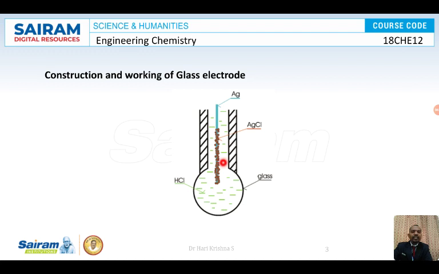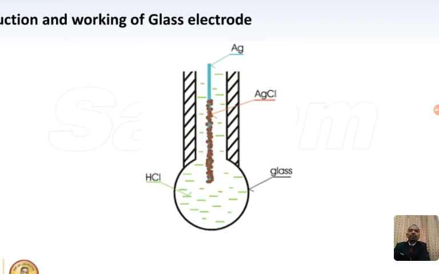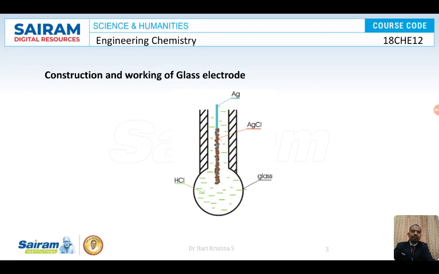So why does it exchange? Because the glass is made up of special glass with high conductivity. Since the conductivity is high, across the membrane there will be an exchange of H plus ions. It exchanges until the concentration of H plus ions inside the bulb and the concentration of H plus ions outside the bulb are equal. So the ion exchange reaction is shown here.